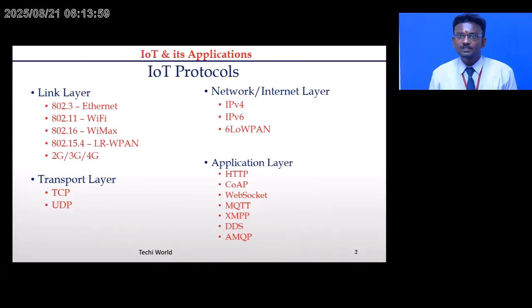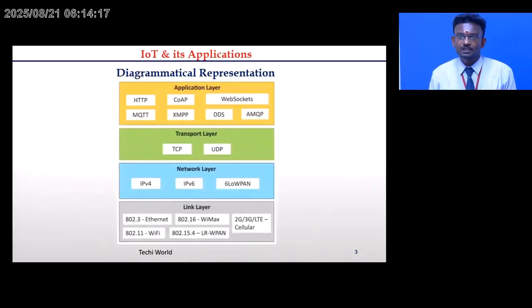And then the application layer, the protocols which are available. Here we list some common protocols used in IoT: HTTP, CoAP, MQTT, XMPP, DDS. These are the common protocols used in the Internet of Things. Apart from these, there are lots of protocols available in the application layer. And this is a diagrammatic representation of the protocols categorized under the layers.